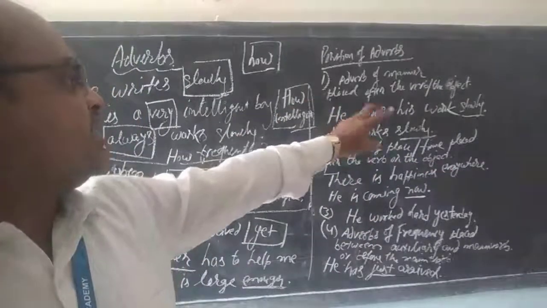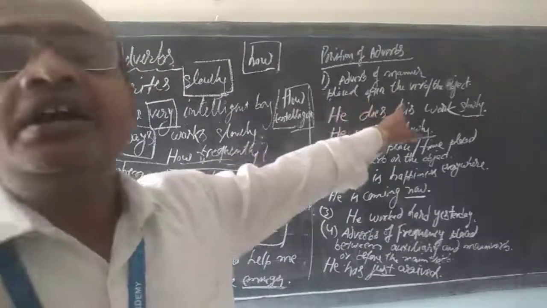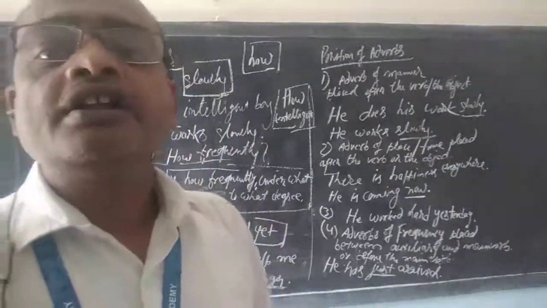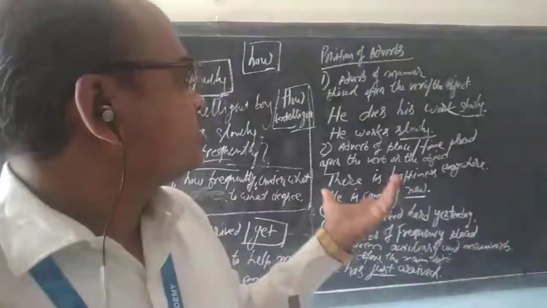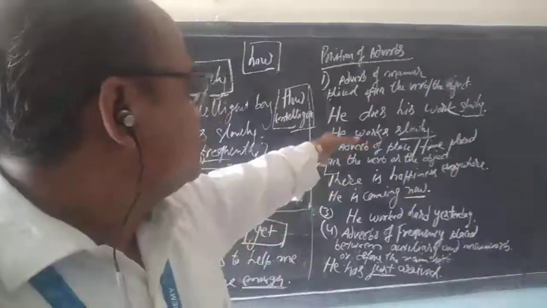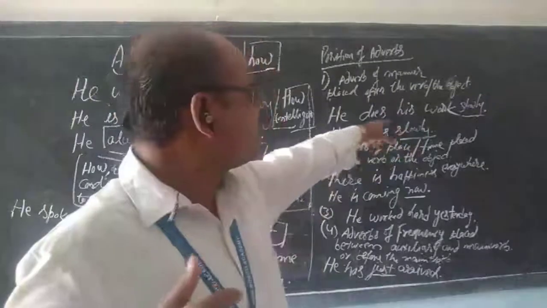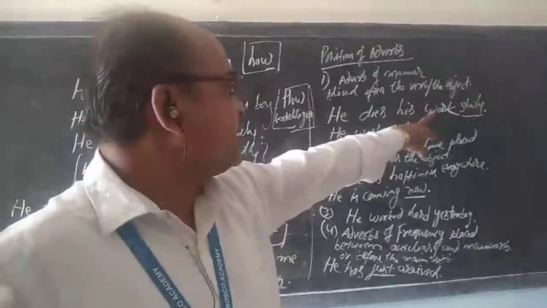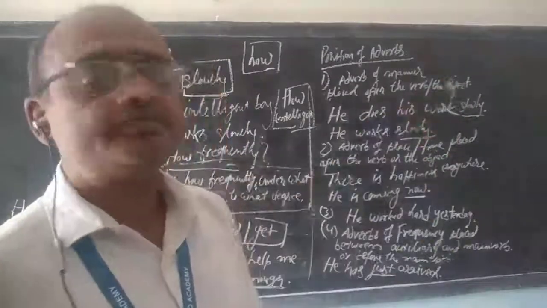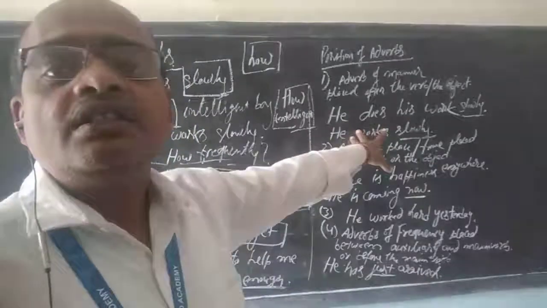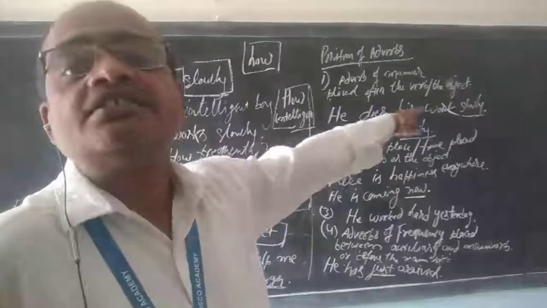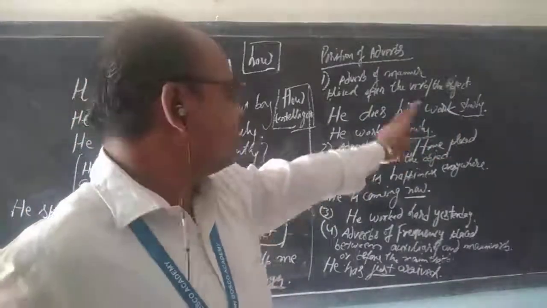Adverb of manner is generally placed after the main verb. Or if there is an object, you have to put the adverb of manner after that object. See the example. He does his work slowly. So here this is work, the object is given. So you are putting slowly after this object, work. He does his work slowly. Now, if there is no object at all, put the adverb of manner just after the main verb. He works slowly. So you are just putting it after the main verb.